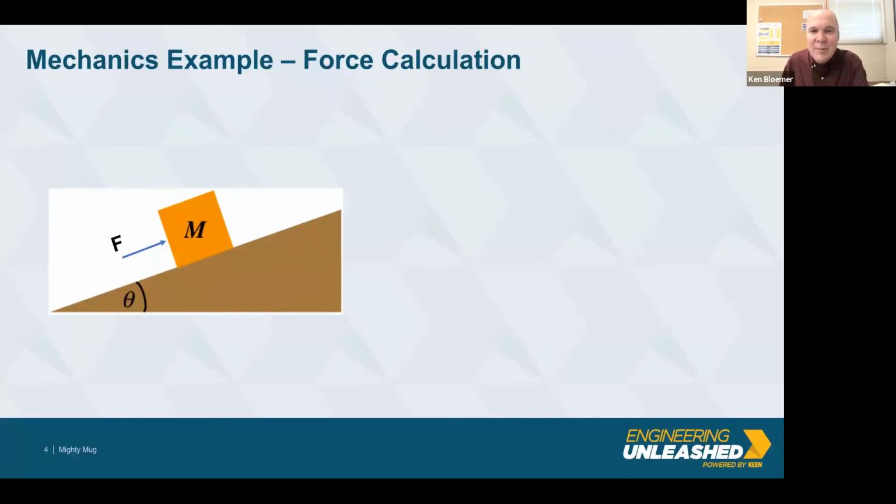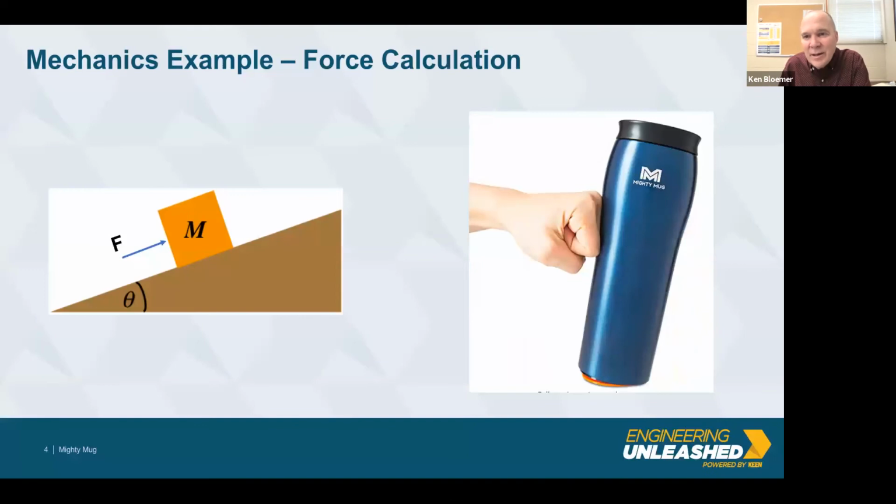But we recently came across this invention of the Mighty Mug. I have a whole box of them here in my office, but these things are really cool. It's supposed to be the unspillable mug. So it's a cool story, and we can also do free body diagrams of something physical that we give faculty to put in the classroom. And let me show you what the Mighty Mug looks like.